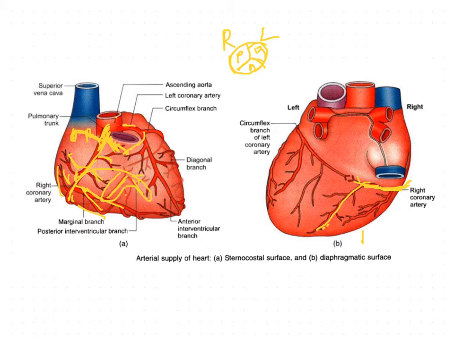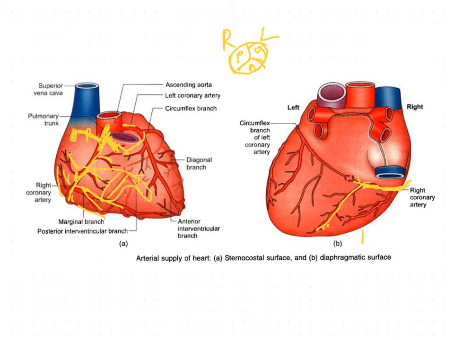For that reason, a very small part of the left ventricle, which is adjoining the posterior interventricular groove, is also supplied. And it is also supplying the posterior part of the interventricular septum. Okay, and it supplies the whole conducting system of the heart.